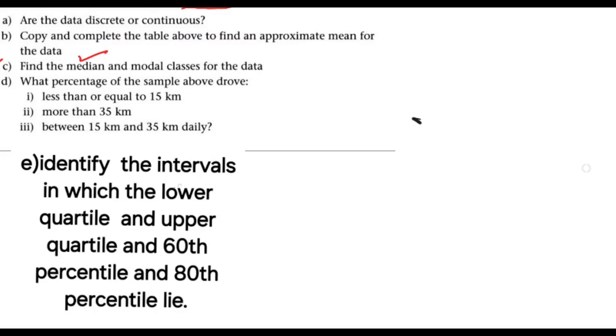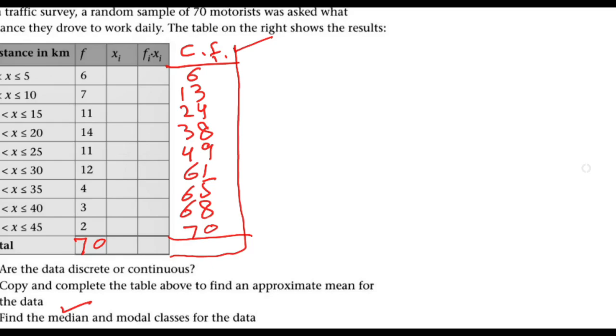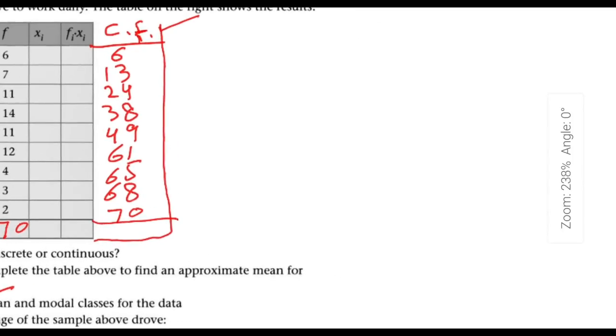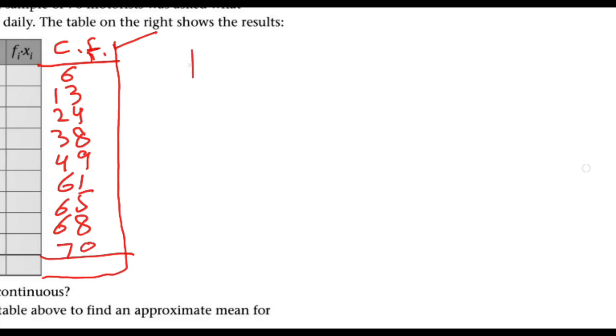Now is the last question. It says identify the intervals in which the lower quartile, upper quartile, 60th percentile and 80th percentile lie. I'll show you in which class intervals these quartiles and percentiles lie. So must remember, to solve this question we need a cumulative frequency table, and we do have the CF table. Now we need to find the position of Q1, the lower quartile. This question we're going to solve exactly with the method of the median.